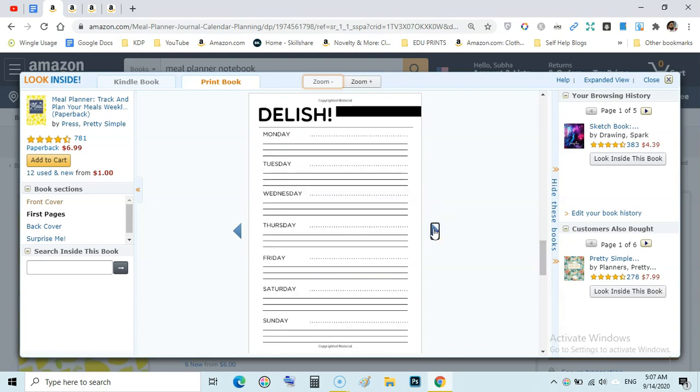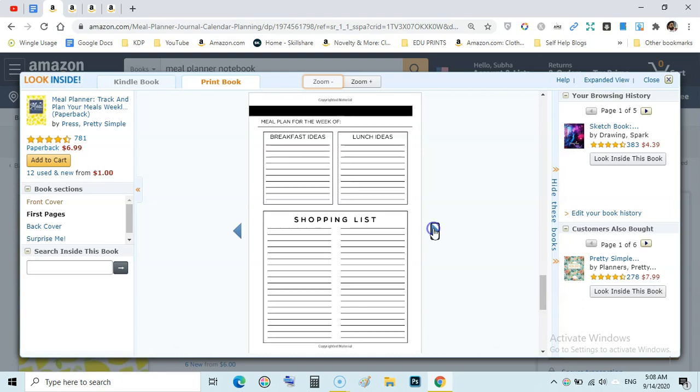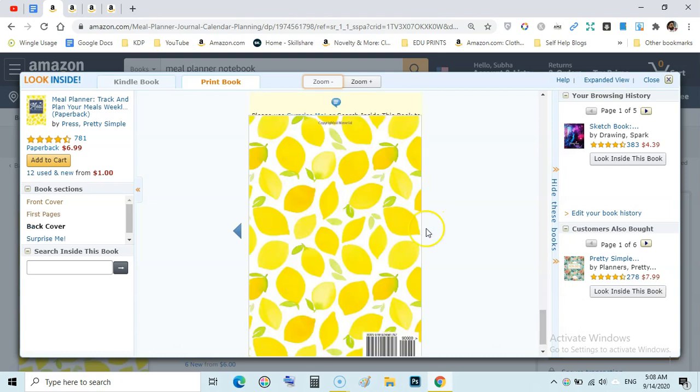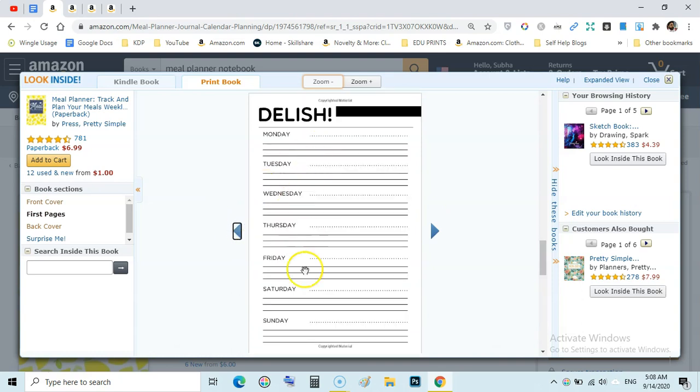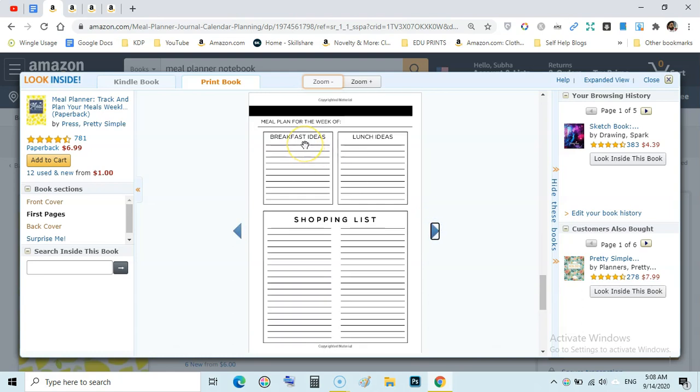Though you can see here there is some text or writing in it, and the user needs to input according to this journal, to write as per the instructions here. Breakfast, lunch, shopping list. These are actually two pages, and these pages are being repeated. The first one is the days of the week, and the second one is for noting down the breakfast ideas, lunch ideas, and the shopping list. So this is the first example of low content books, a meal planner.